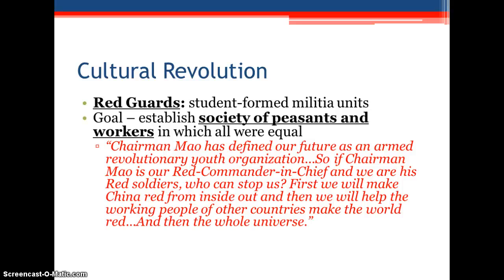And he says, Chairman Mao has defined our future as an armed revolutionary youth organization. So, if Chairman Mao is our Red Commander-in-Chief, and if we are his Red soldiers, who can stop us? First, we will make China red from inside out, and then we will help the working people of other countries make the world red, and then the whole universe.